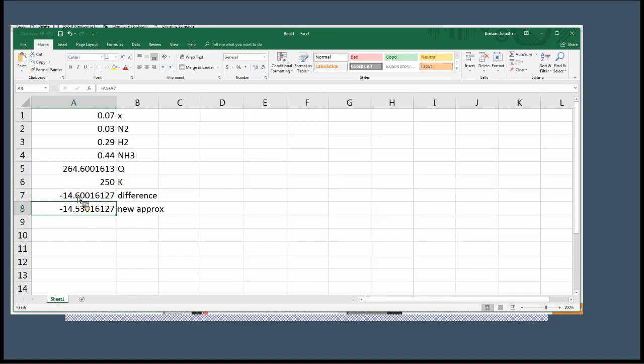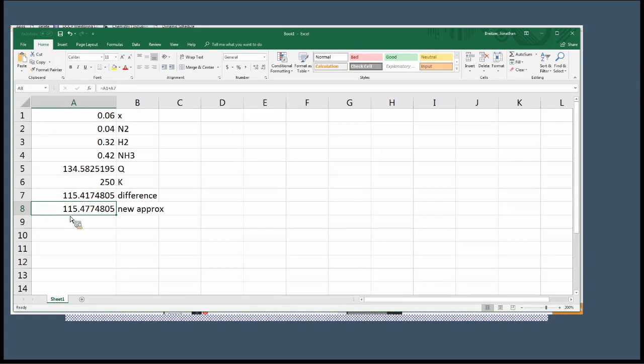Small changes in x, we can see it over here as we try 0.06. Watch what happens to Q as we do this. Small changes in x cause very large changes in Q. When x is 0.07, Q is 264. When x is 0.06, Q is down to 134. So it's very small changes in x. So I don't need to adjust x by that much.